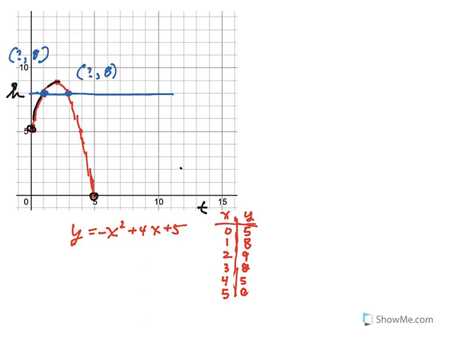So we can use our math for that. We can take our other equation, which is y equals 8, and one technique for systems of equations is what's called the substitution method. That's where you can take the y from this equation and replace it with the 8 from that equation. And we get 8 equals negative x squared plus 4x plus 5.